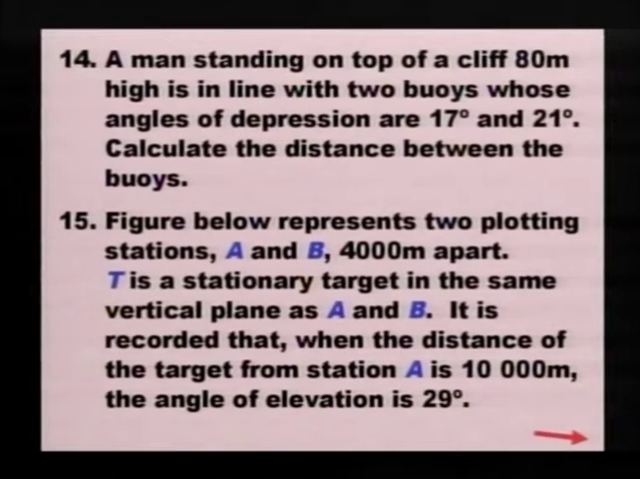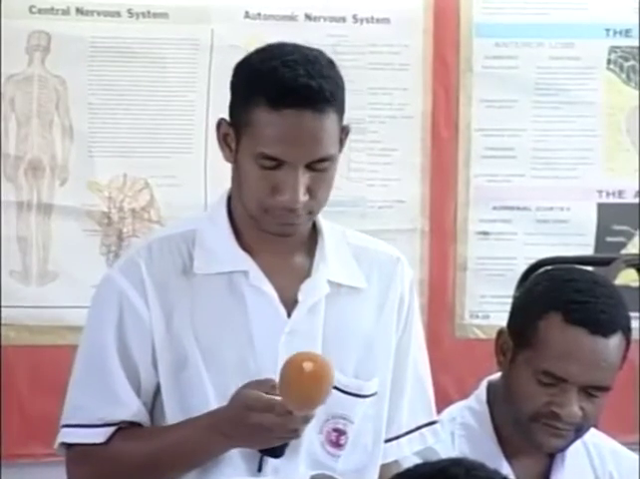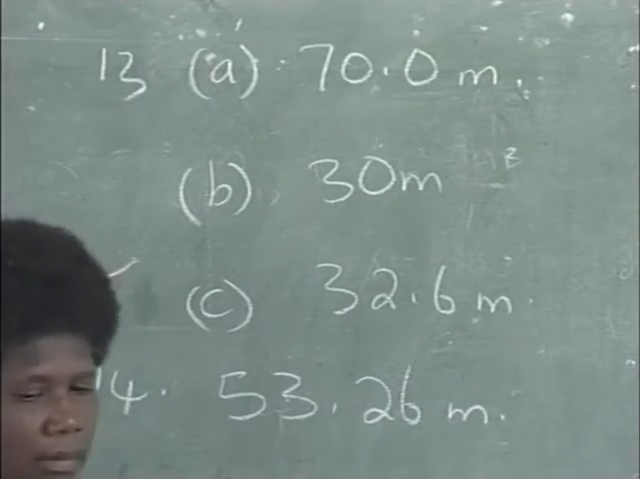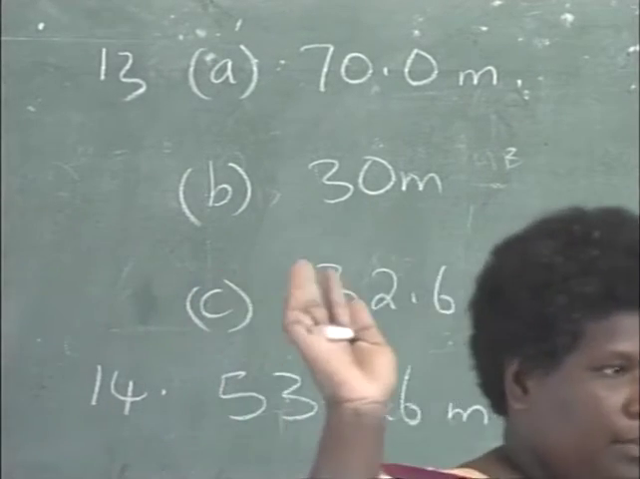Okay, next one. A man standing on top of a cliff 80 meters high is in line with 2 boys whose angles of depression are 17 and 21 degrees. Calculate the distance between the 2 boys. Any answers? Lester. 53.26 meters. Is there anyone who needs help with question 14?